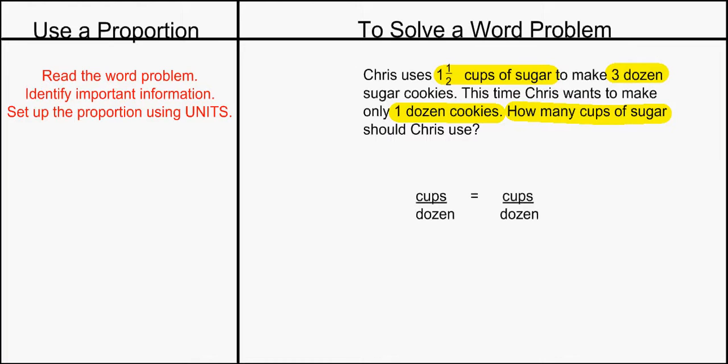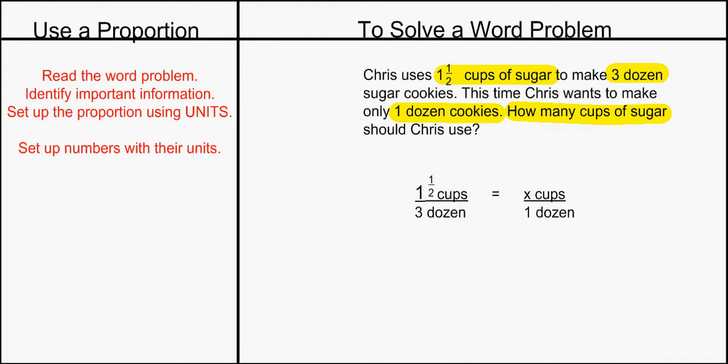Let's identify the important information, cups of sugar and dozen of sugar cookies, and set up the proportion using the units, cups per dozen, cups per dozen. Now we'll fill in the numbers that go with the units. 1½ cups sugar corresponds to 3 dozen cookies. X cups of sugar, how many cups we do not know yet, we'll find out, per 1 dozen cookies.